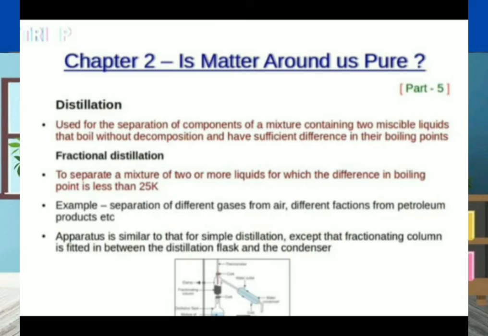Another technique is fractional distillation. It is used to separate a mixture of two or more liquids for which the difference in boiling point is less than 25 Kelvin. Examples: separation of different gases from air, different fractions from petroleum products, etc.